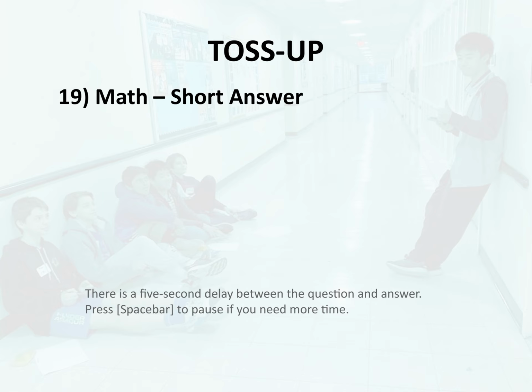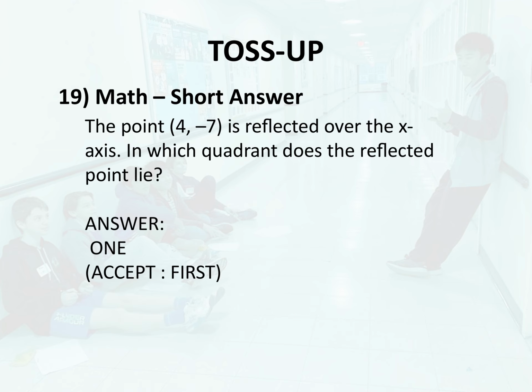Toss-up, 19. Math, short answer. The point (4, -7) is reflected over the x-axis. In which quadrant does the reflected point lie? Answer: 1.